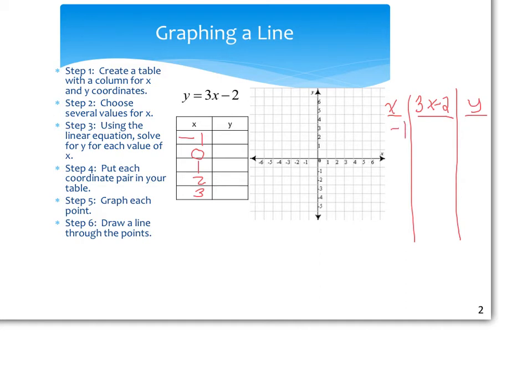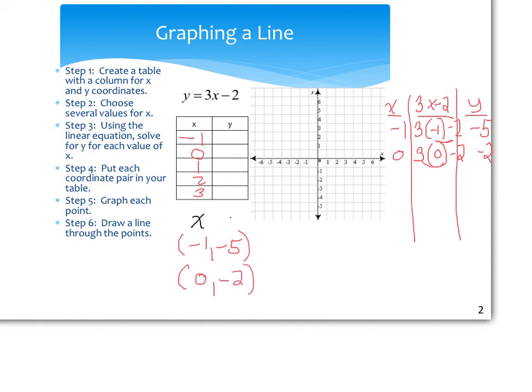So x, -1, substitute. 3 times a -1 minus 2. Well, 3 times a -1 is -3. -3 minus 2 is -5. So we have one ordered pair so far, -1, -5. Let's try 0. 0 is always a good one because it makes the math really easy. 3, we're going to substitute in right here for x, our 0. So that goes in there, minus 2. Well, 3 times 0 is 0, minus 2 is -2. So we have another ordered pair here, 0, -2. Remember, always, this is x and this is the y.